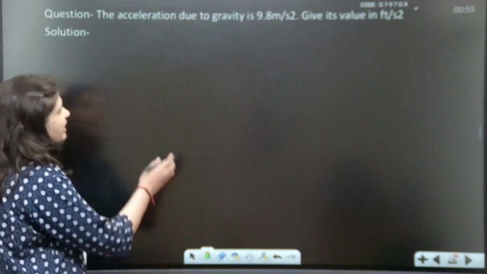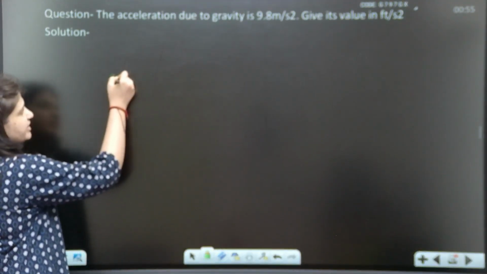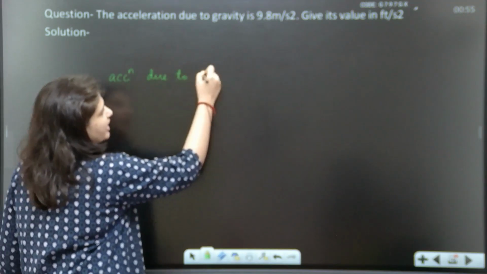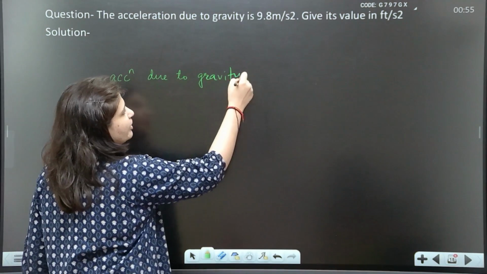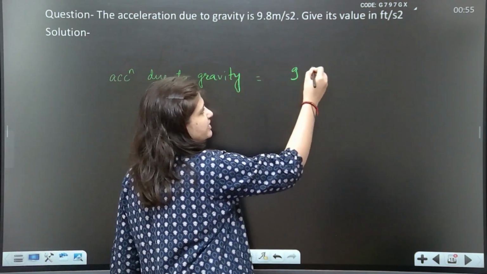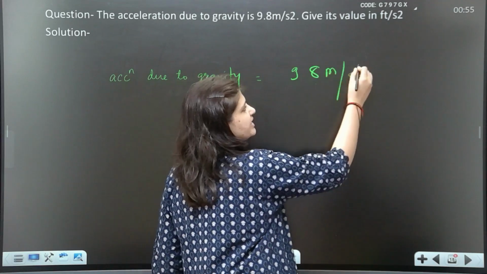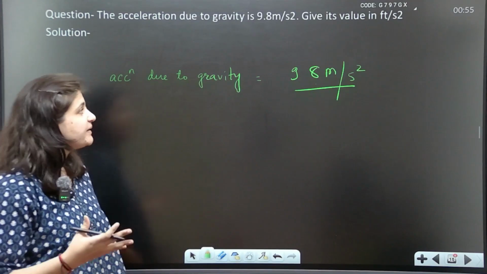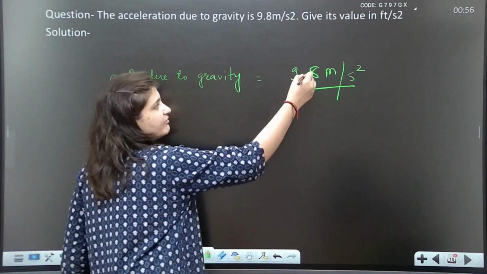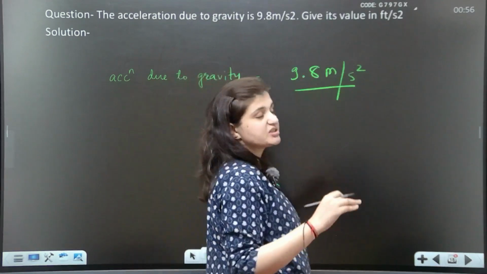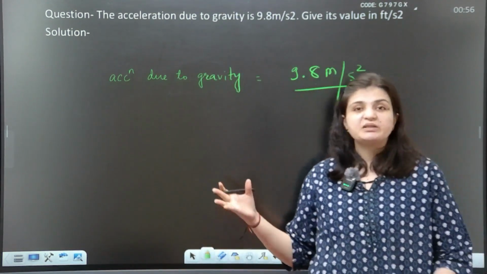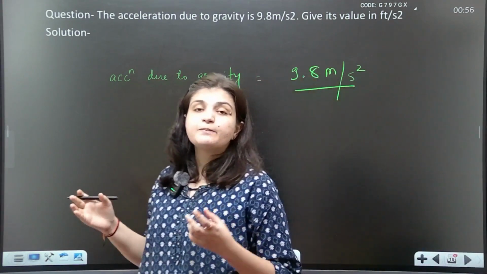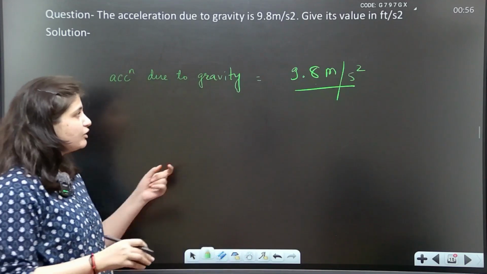It is given as 9.8 meter per second square. So we have the acceleration due to gravity, which is given as 9.8 meter per second square, and if we have to change it into feet per second square, how do we change it?